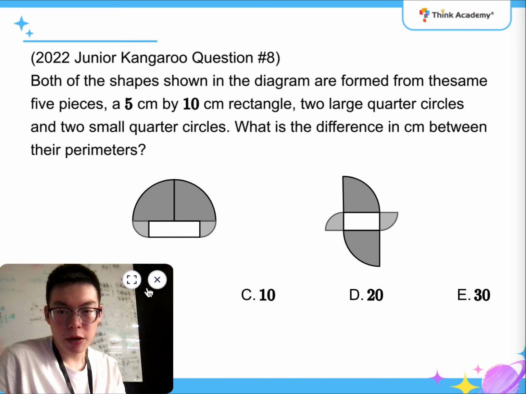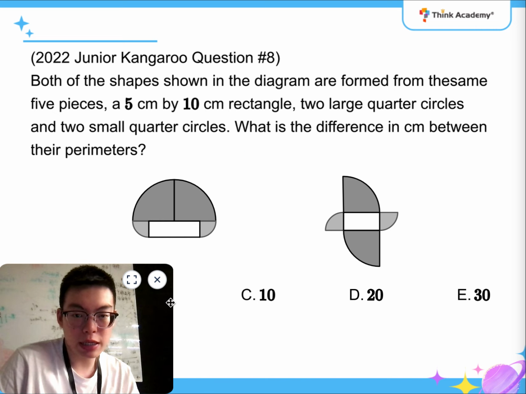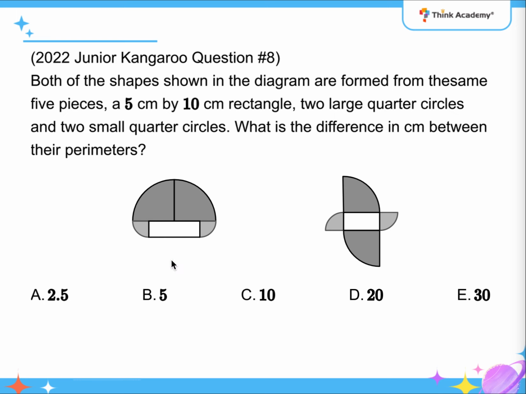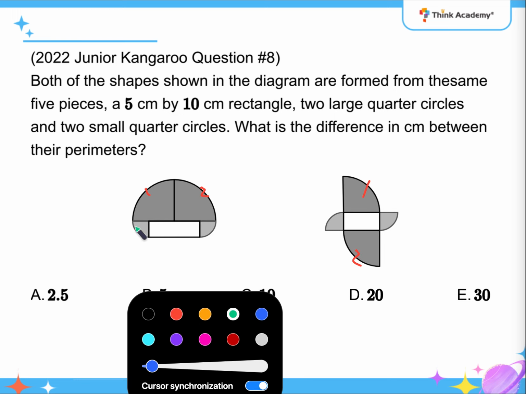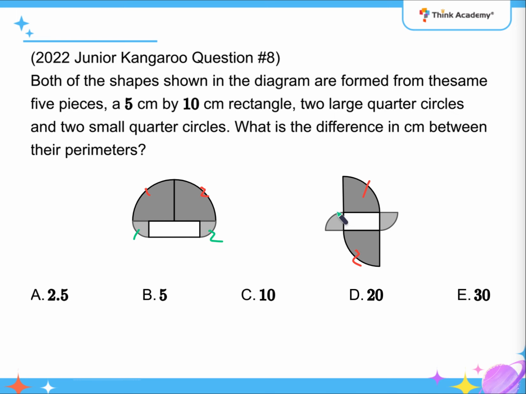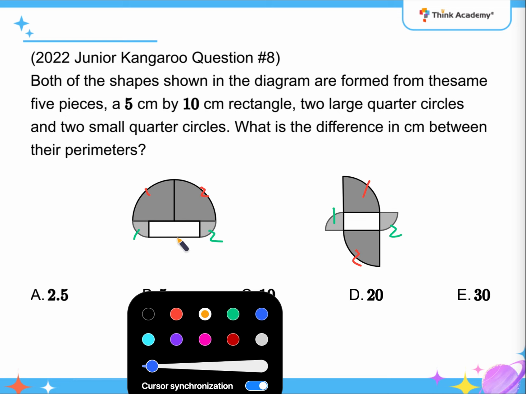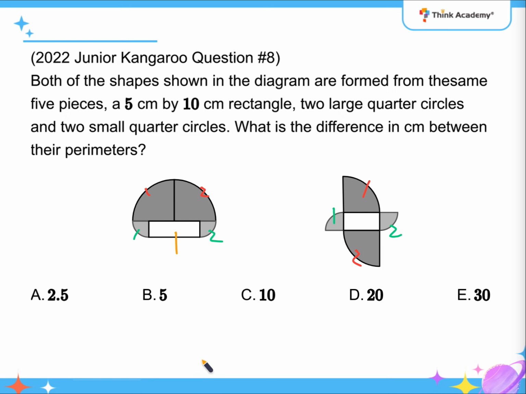Question number 8. Both of the shapes shown in the diagram are formed by the same 5 pieces. A 5 by 10 rectangle, 2 large quarter circles and 2 small quarter circles. What's the difference between the perimeters? First of all, we have these arcs, 1 arc, 2 arcs, which are matching, and then 1 arc, 2 arcs, which are matching. And then we have 1 length of 10. So how do we calculate that?